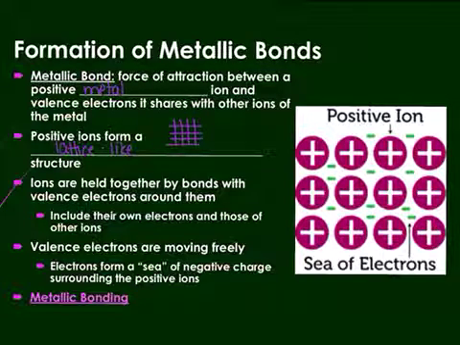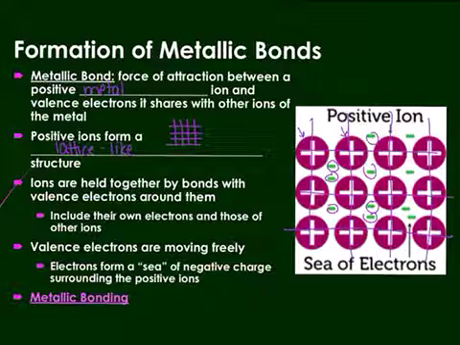So you'll notice in the picture, our positive ions are forming this nice fence-like structure, very orderly, and then the electrons are floating around in between those positive ions. So the ions are held together by bonds with the valence electrons around them. So there's an attraction between the positive and the negatives. This includes their own electrons and those of the other ions.